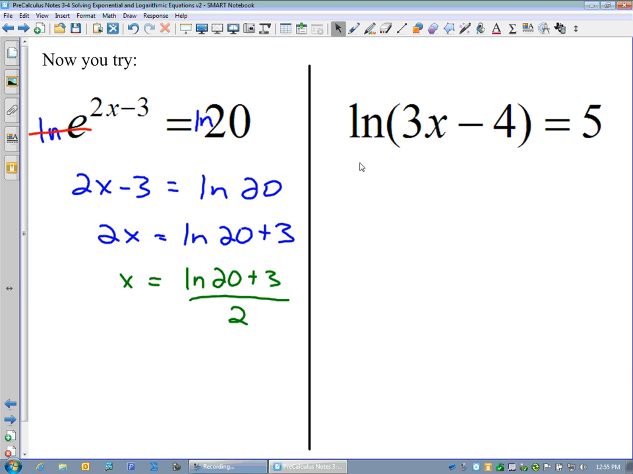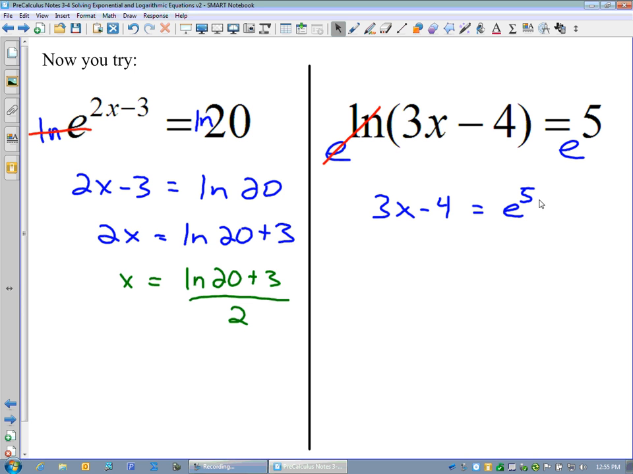So here we have natural log, so the base that I'm going to choose is going to be a base that will undo natural log. And that, of course, is base e. So I exponentiate both sides. That gives me a cancellation on the left. So the only thing that's left is the argument here, which is 3x minus 4 equals e to the fifth.